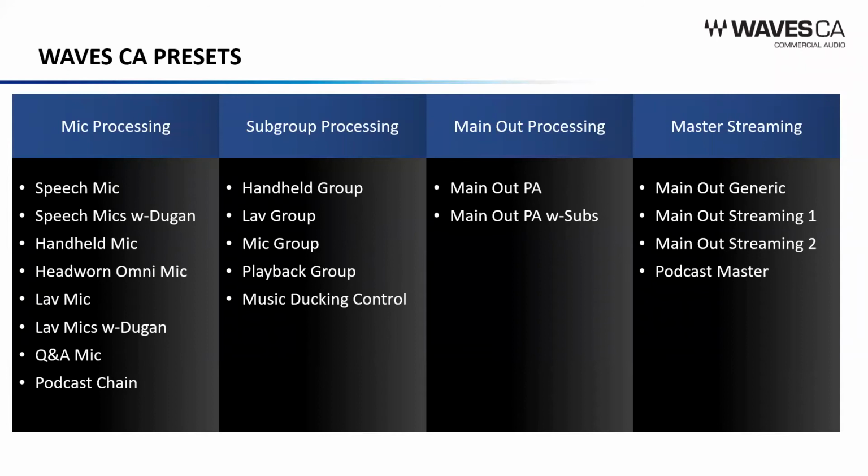Our subgroup processing handles groups of microphones, the playback group that I mentioned earlier, as well as a specialized processing for music ducking. This is very useful if you have a playback channel, perhaps in a retail or restaurant establishment, and you need to make announcements periodically over that playback. This automatically handles the ducking of the music for you so that you would just be routing your audio to this stream, and then it would take care of the processing for you.